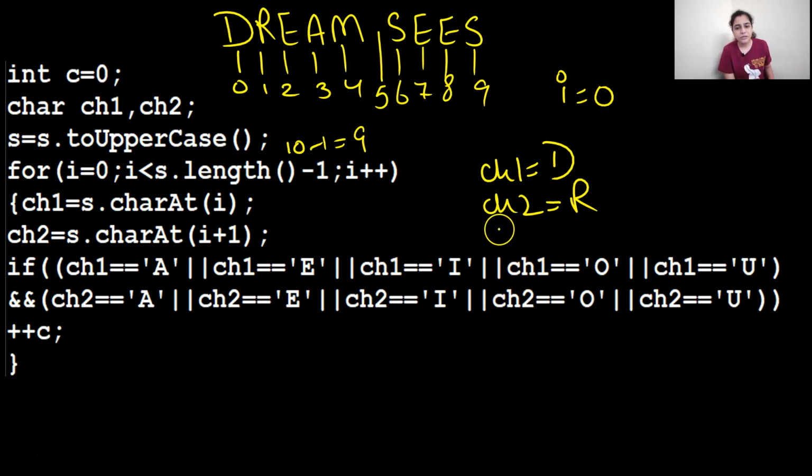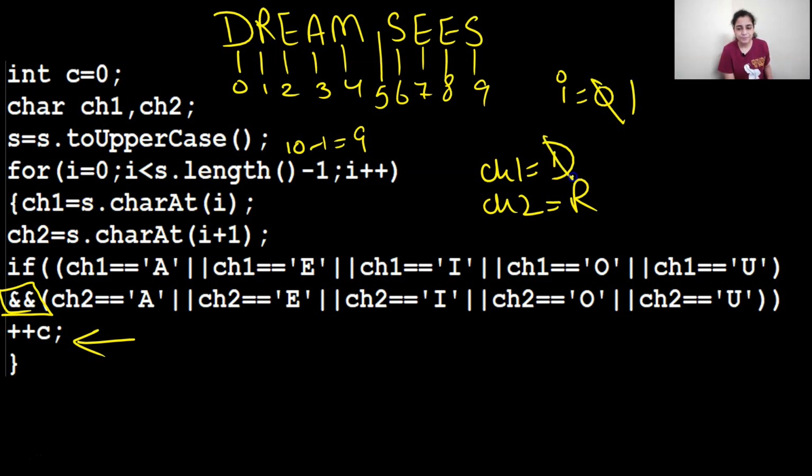Similarly, it will check for ch2, R, because I have written when both ch1 and ch2, you can see your AND operator here, when both are R and vowel. R is also not a vowel, so my count won't be incremented. Now I value will be 2. Again, ch1 is equal to s.charAt(1).